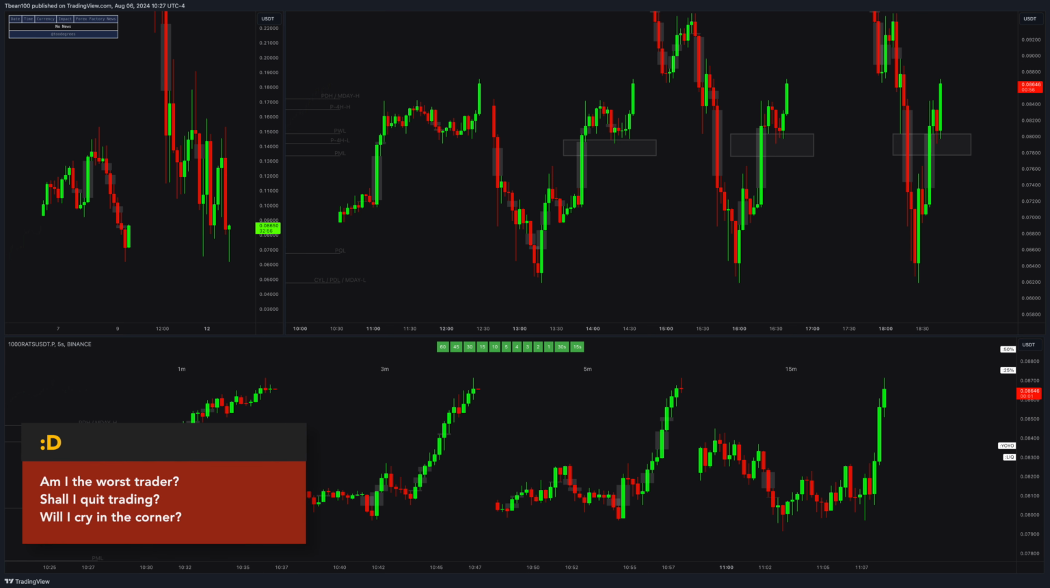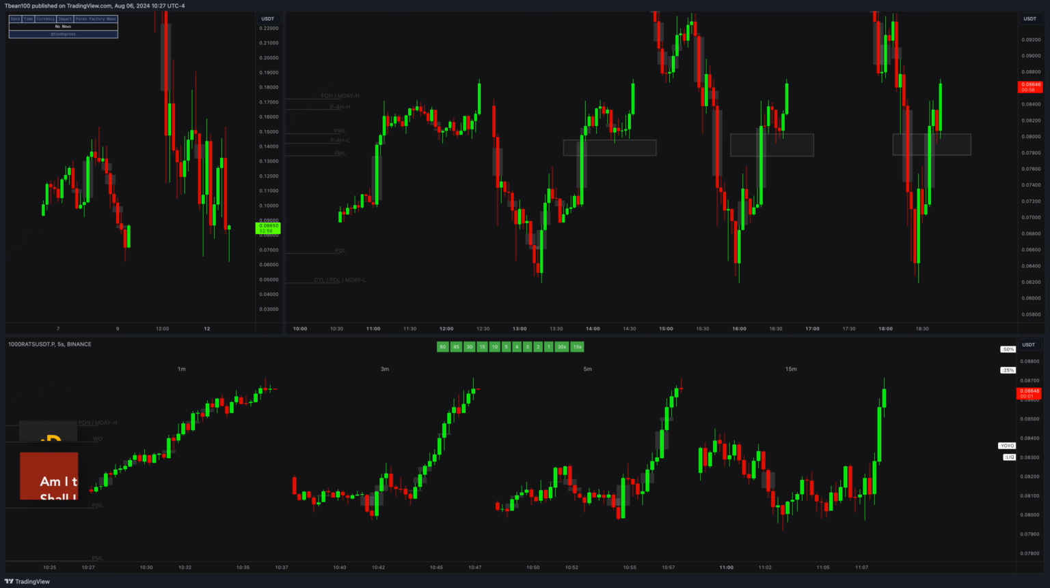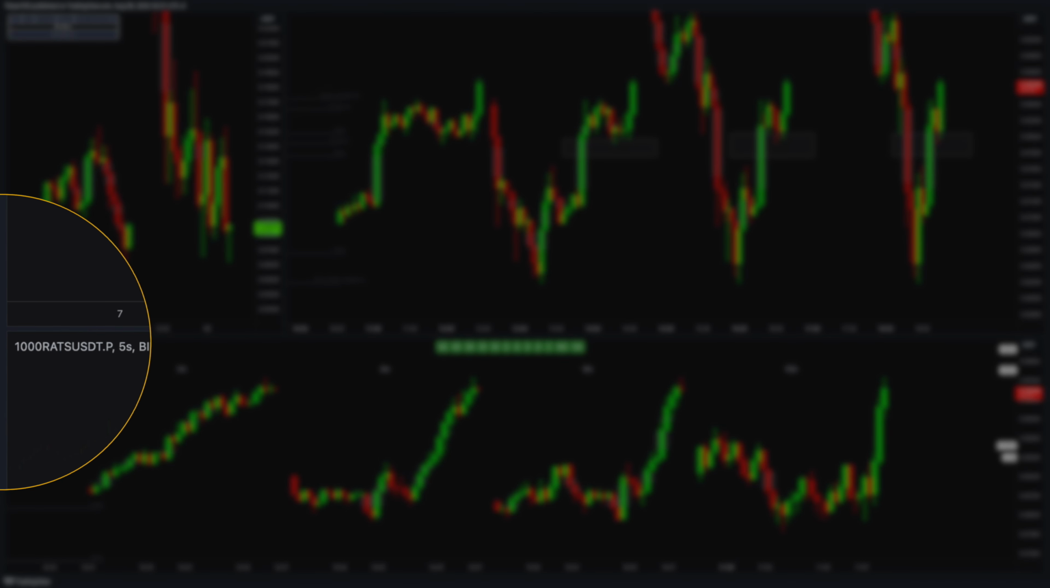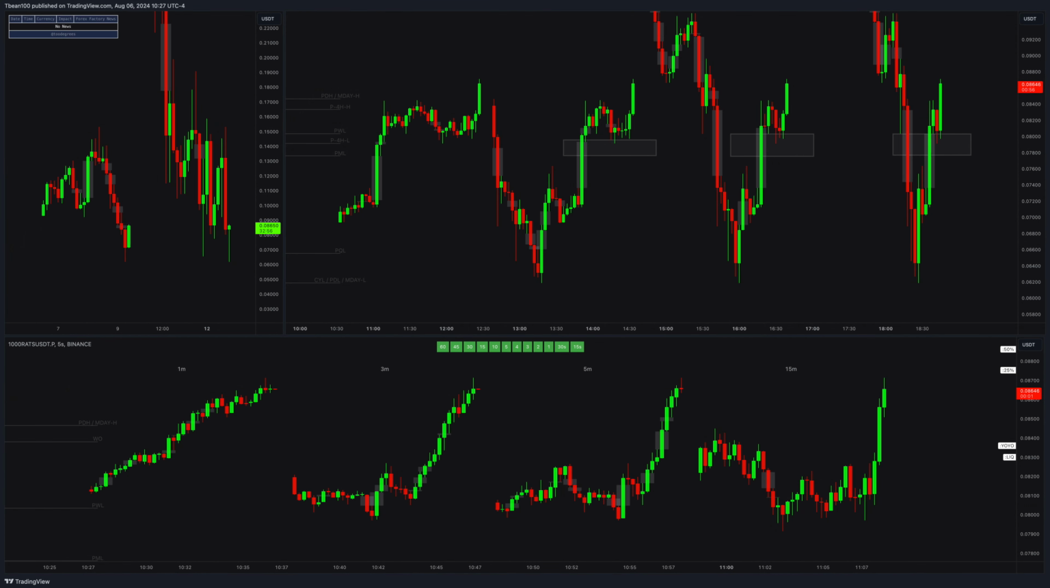After this failed trade, I decided that I am the worst trader in the world. I will quit trading because I got stopped out on my trade. Furthermore, I will start crying in the corner. Just kidding. I took a second trade later on with the 1000RATS coin, my favorite coin in the world.